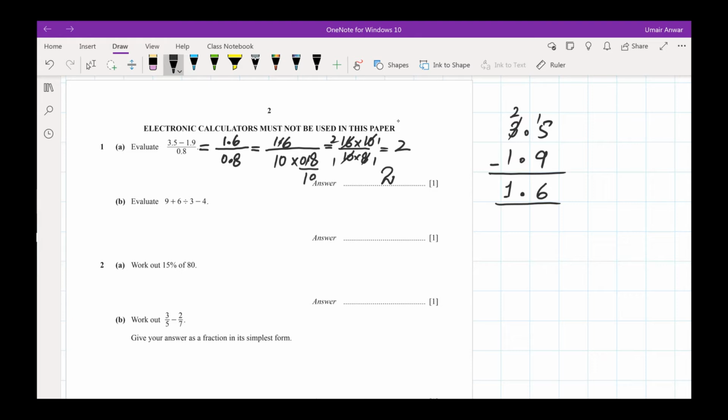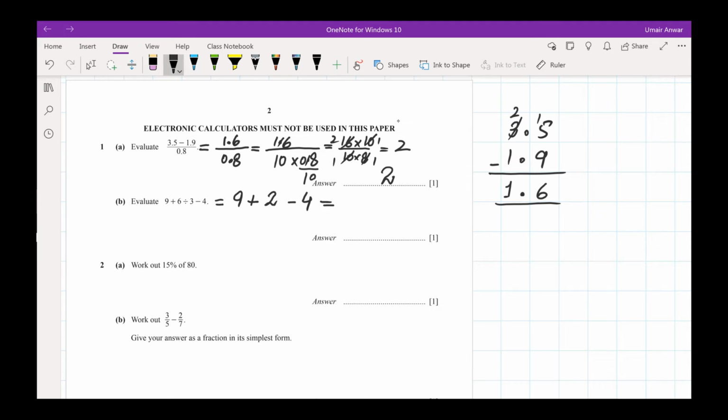So now I'm attempting part B. It says evaluate 9 plus 6 divided by 3 minus 4. We have to apply the sequence of operations rule in maths here. According to that, the division should be performed first. So 6 divided by 3 will give us 2.